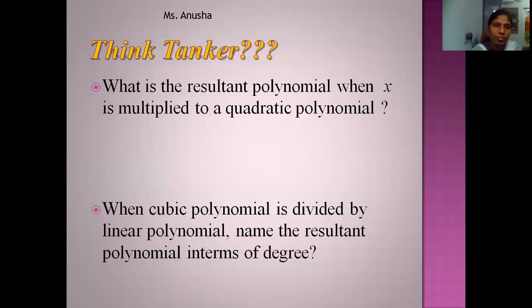And my second question is, when a cubic polynomial is divided by a linear polynomial, name the resultant polynomial in terms of degree. You have to take a cubic polynomial and divide that particular cubic polynomial by a linear polynomial. Name the resultant polynomial in terms of degree. Think it off, take about 2 minutes time, and find the answer yourself. I have given the answers in the next slide. We can go through it.